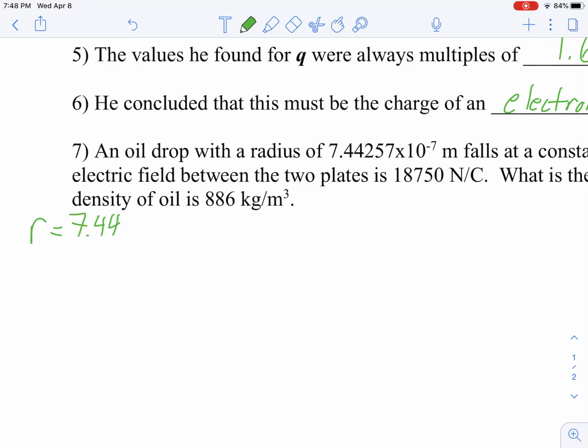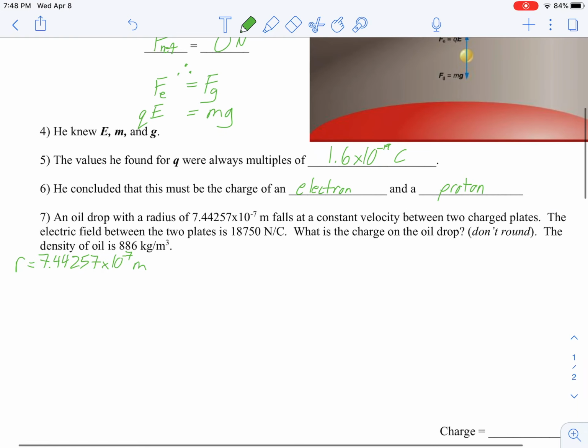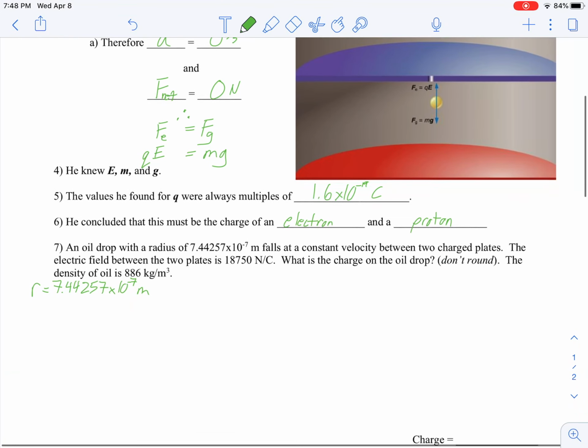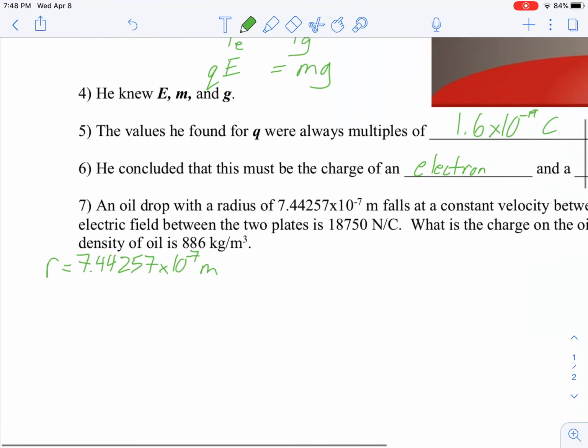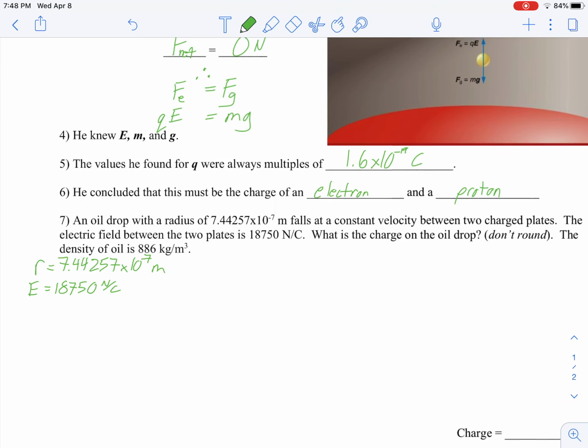R equals 7.44257 times 10 to the negative 7 meters. So he could tell how big the oil drop was. It falls at a constant velocity. Okay, so good. So we know that Fe is going to be equal to Fg. Between two charged plates, the electric field strength, E, is equal to 18,750 newtons per coulomb.